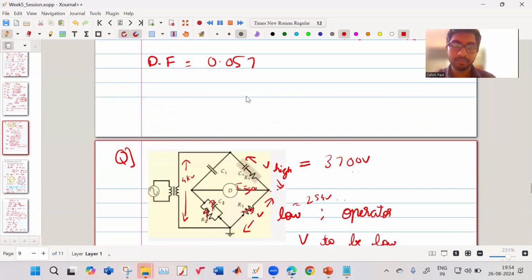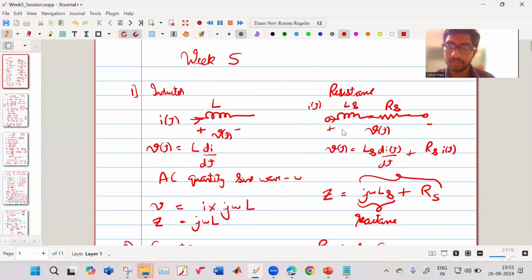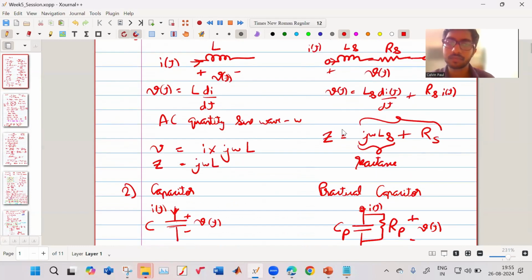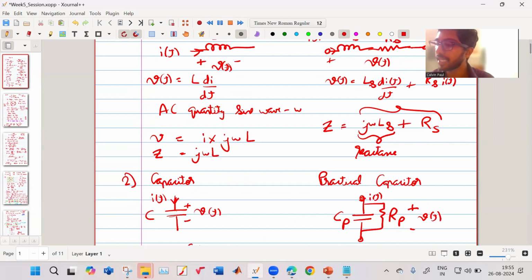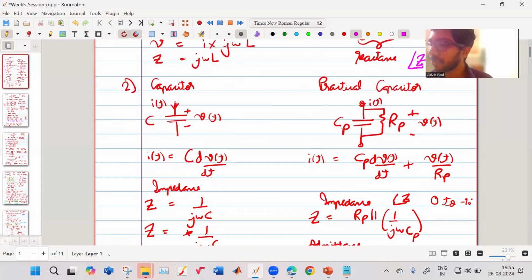So let us do a recap. We considered what an inductor is, and what happens when a resistance is added. What are the equations that come? How one part is a reactance and another part is my resistance. What is the angle of Z in this case? It is 90 degrees. The angle of Z in this case varies from 0 to 90 degrees, right? There's an ideal capacitor, and there's a practical capacitor where there's certain leakage, and that is modeled by a resistance in parallel to your capacitor.